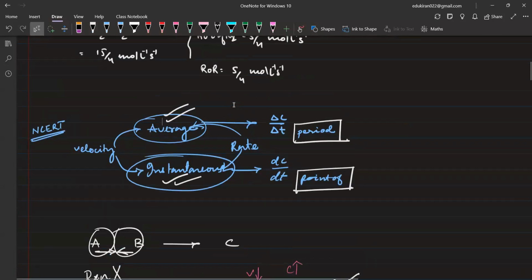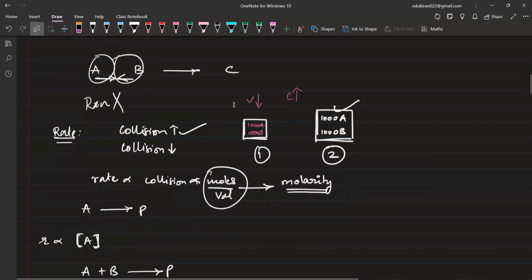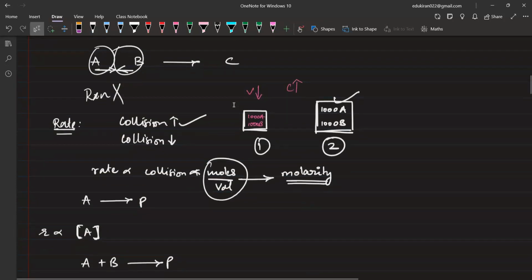Next जो आपके पास मेन हम लोगों को पढ़ना है, that is how is the rate of reaction affected? So can I say that a reaction occurs only and only if the reactant molecules collide with each other, they come into contact with each other?